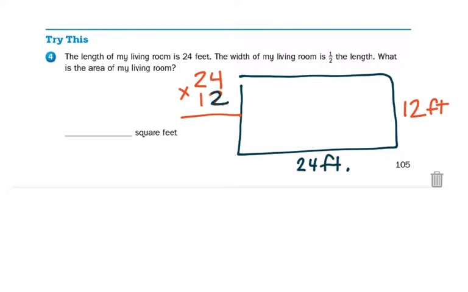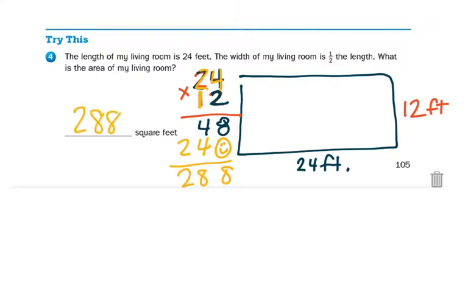So 2 has to be multiplied by each of the numbers above the 4 and the 2. So 2 times 4 is 8. 2 times 2 is 4. Now I'm going to put in my happy 0 because I'm starting to multiply in the tens place. 1 times 4 is 4. Now 1 times 2 is 2. You add those up and you get 288 square feet. So if I were covering it with new carpet or wood floor, I would have to know what the area is.